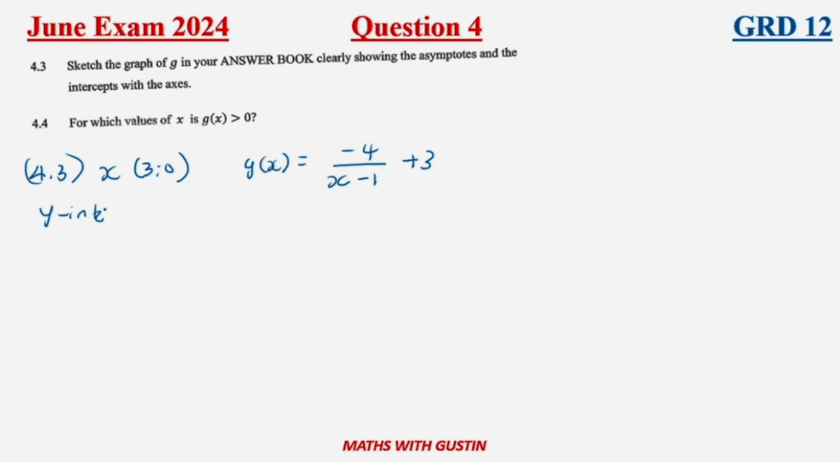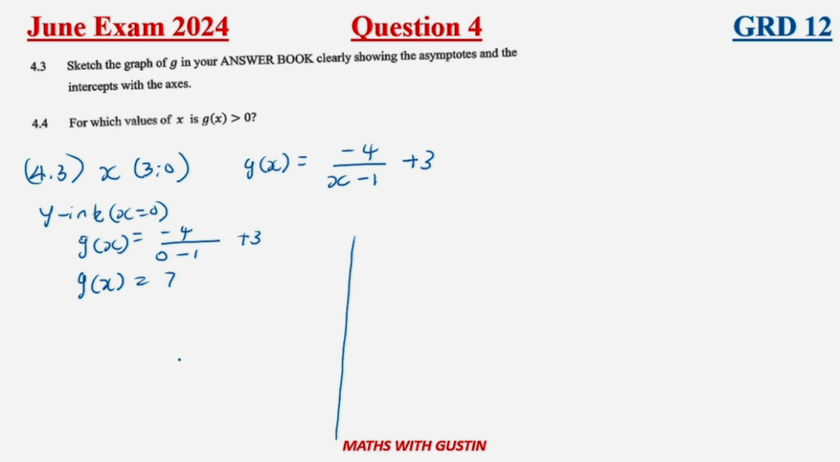In this case we find the y-intercept when x is equal to 0. So if you were to punch this into our calculator, -4 over 0 minus 1 plus 2, we found out that the y-intercept would be g of x is equal to 6. All right, so in this case let's come here. We just need to draw this graph.